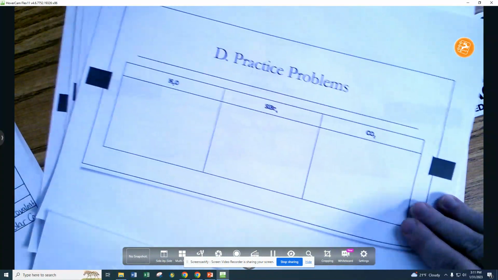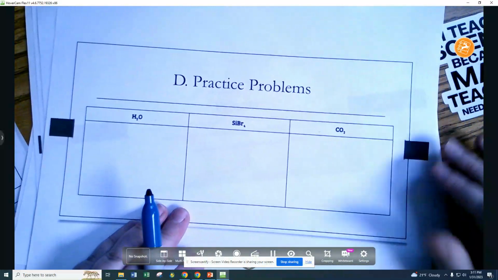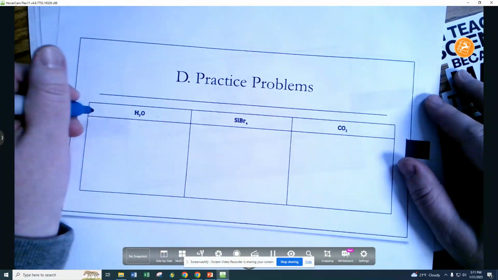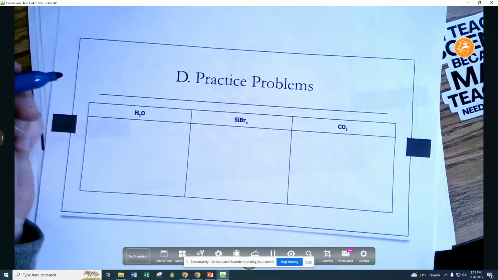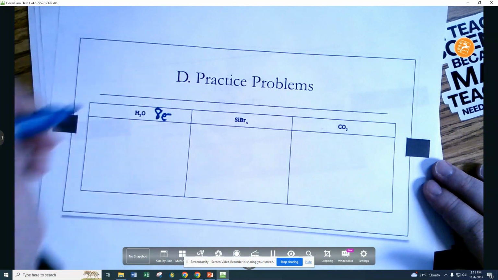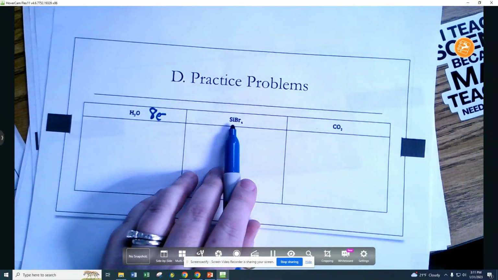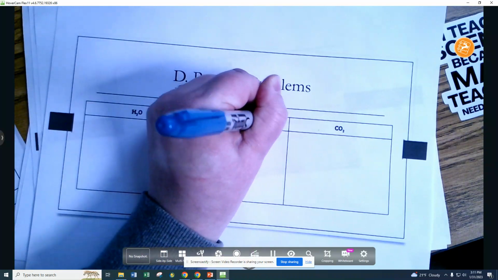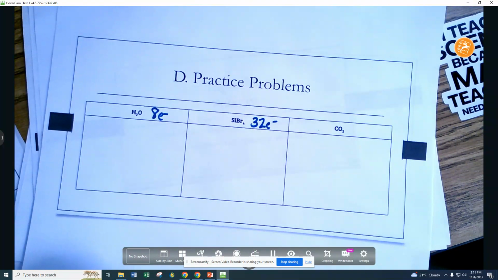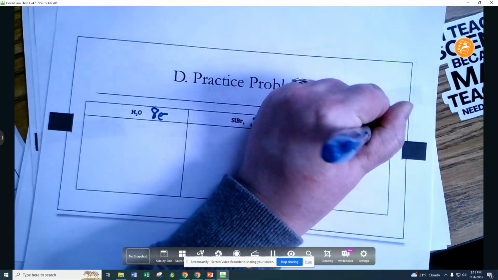So the last example is just a mix, looking at Lewis structures. Water, H2O: we have 6 valence electrons from oxygen and 2 from the hydrogens, so we have 8 available. Silicon, if you look at your periodic table, has 4, bromine has 7, so there are 32 available electrons there. And then carbon has 4 valence electrons, oxygen has 6. With the 2 oxygens, that gives us 12, plus 4, so we have 16 electrons.